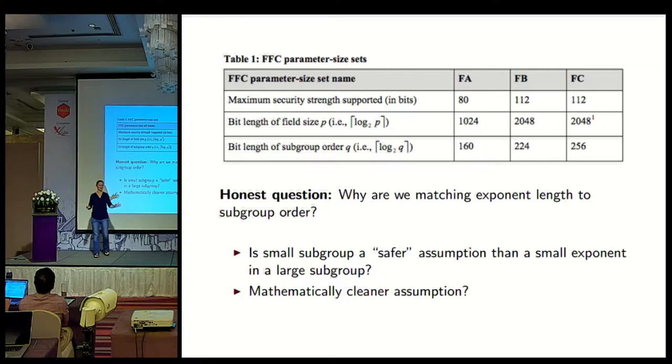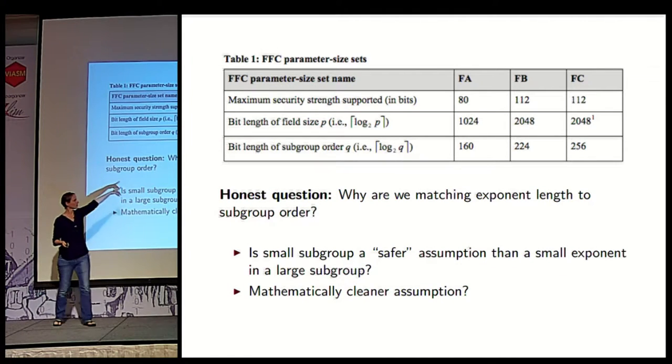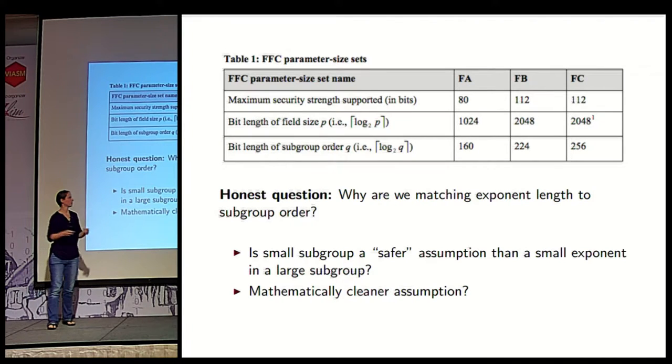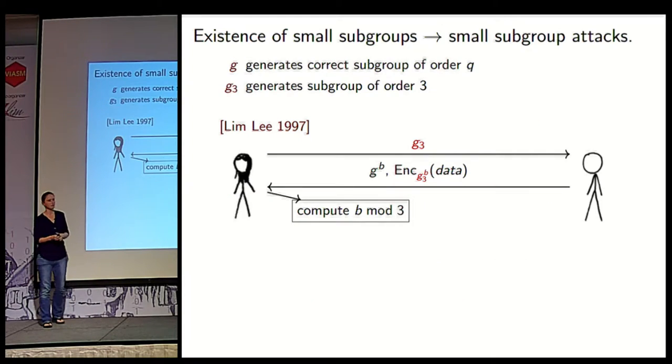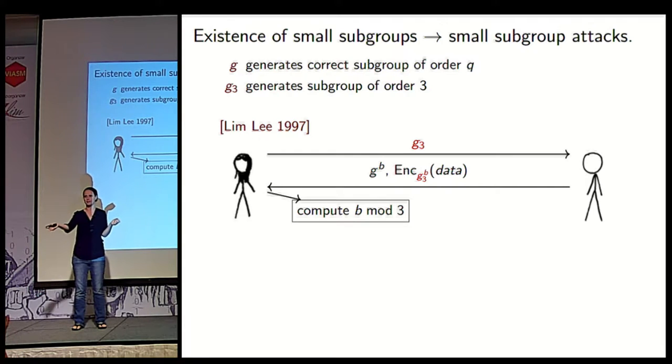Okay. So the interesting thing about this is that using a small order subgroup, particularly if you don't put any other restrictions on what's going on with p minus 1, opens you up to a whole variety of attacks. These have been known for, again, decades. There's a classic attack of Lim and Lee, where what if the adversary, instead of using a value that is in the correct group for Diffie-Hellman key exchange, chooses a different subgroup and sends that instead?